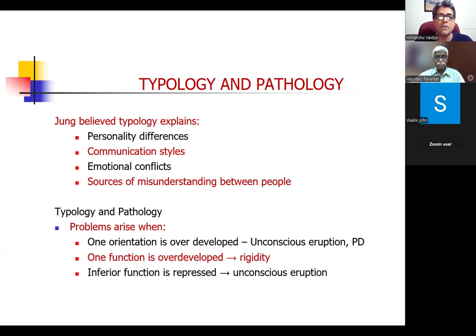Now, what happens when something is overdeveloped or underdeveloped? If one function is overdeveloped, it can lead to personality disorder or eruption of the unconscious in some way. If one function is overdeveloped, it can lead to rigidity or it can lead to oddness. And the inferior function is the most repressed one. It can lead to unconscious eruption or balancing of the personality, which can come out as a symptom.